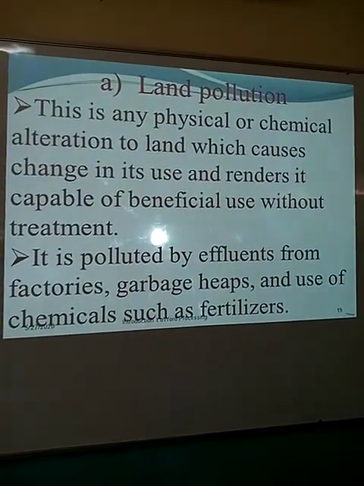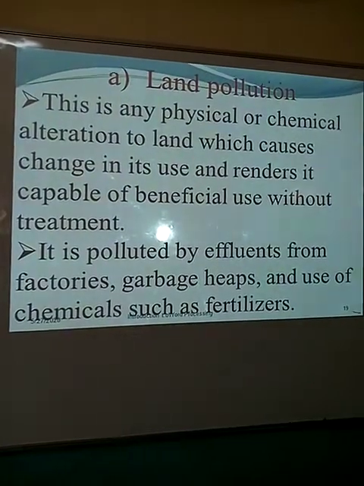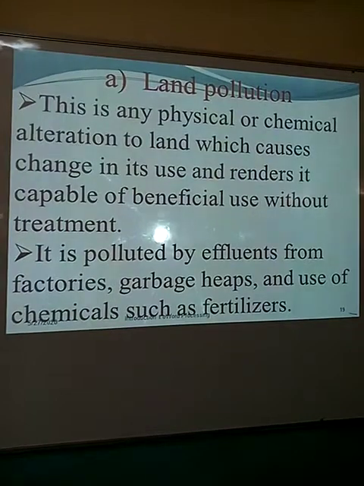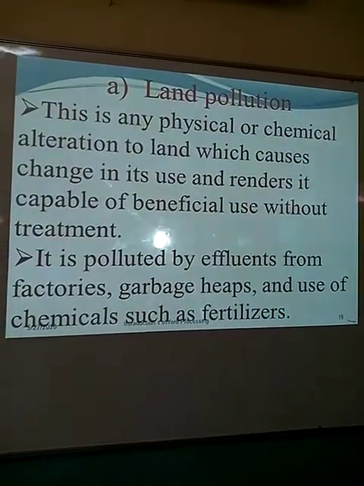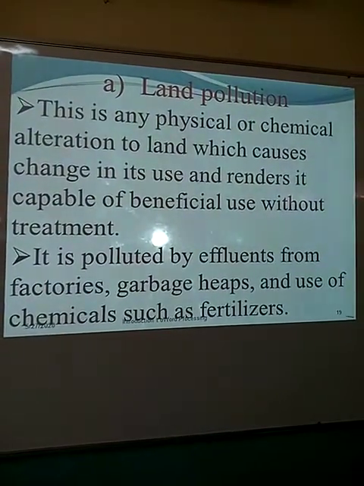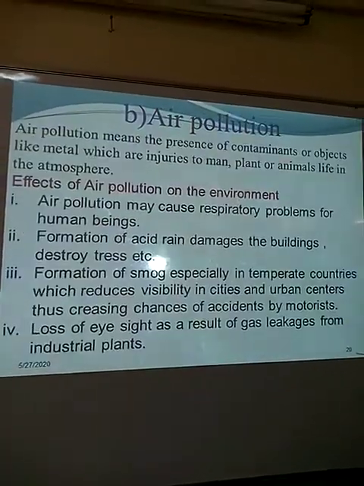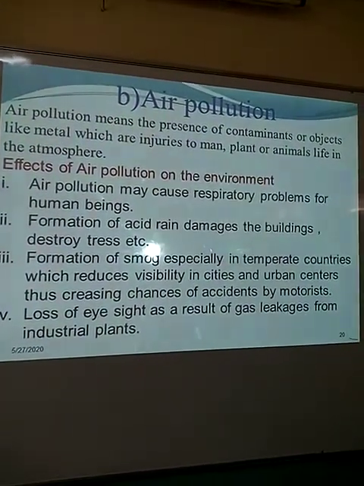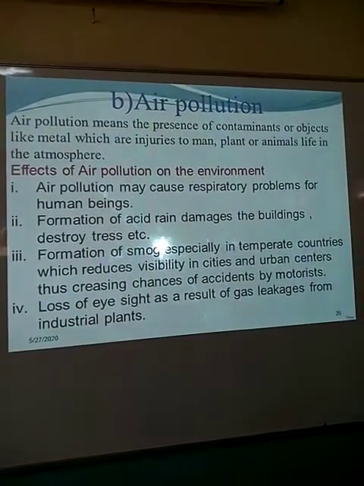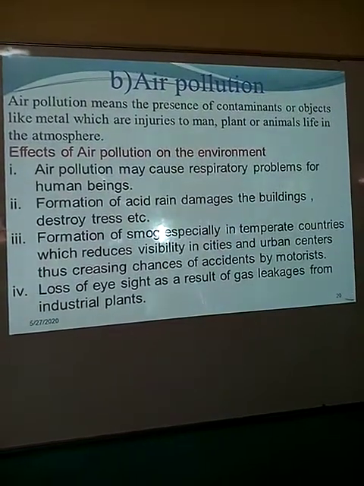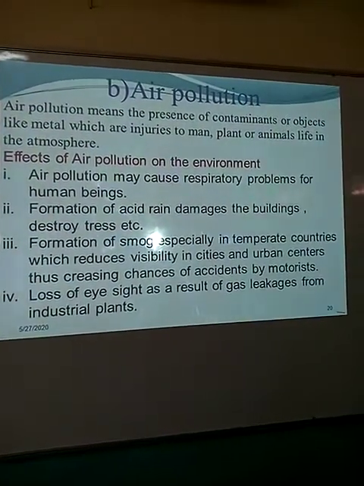In land pollution, we find that this is any physical or chemical alteration to land which causes change in its use and renders it incapable of beneficial use without treatment. So anything which makes land to be unuseful. It is polluted by effluent from factories, garbage heaps, and use of chemicals such as fertilizers. For example, if you are a farmer and you have used excess herbicides, that can cause pollution on the land. If you have used more fertilizer than required on the soil, that's known as land pollution.